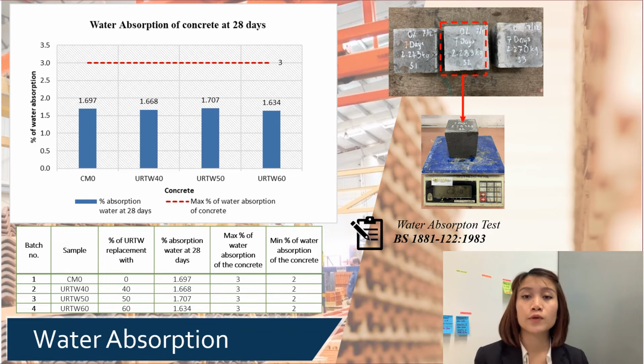However, URTW 50% shows the highest value of water absorption compared to the rest of the other concrete, but still within the range.